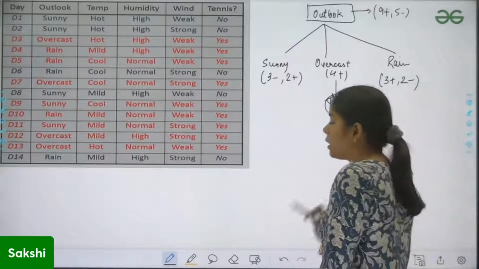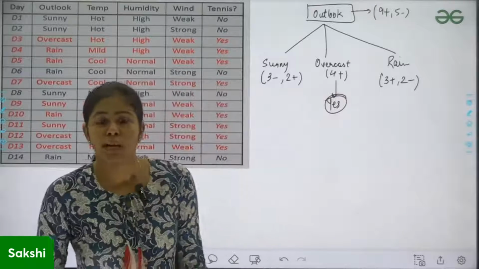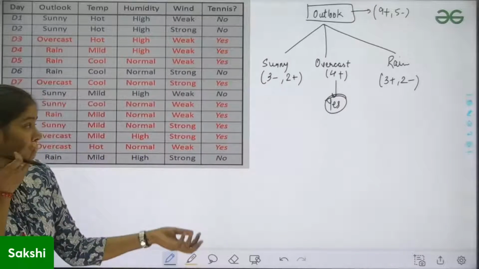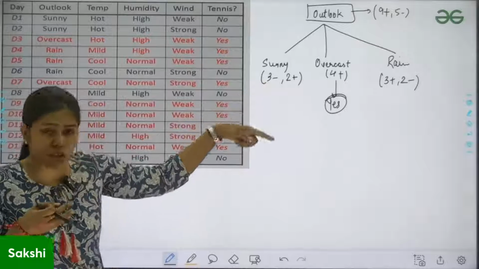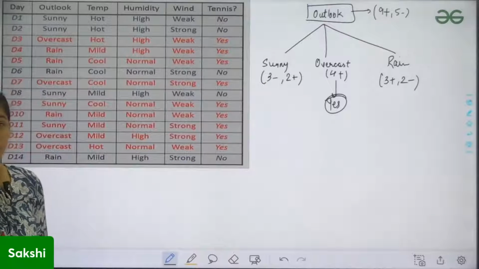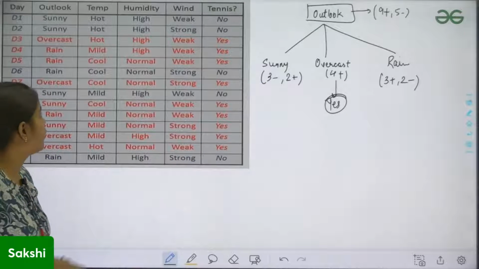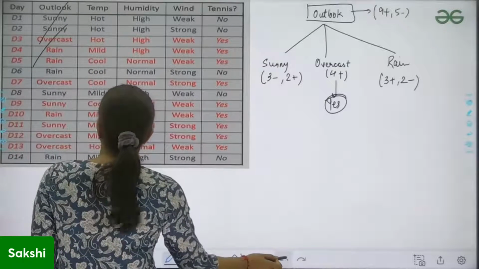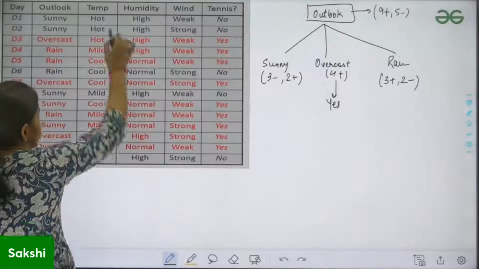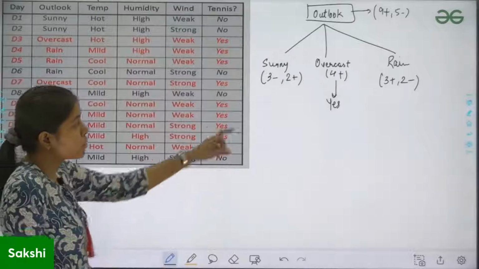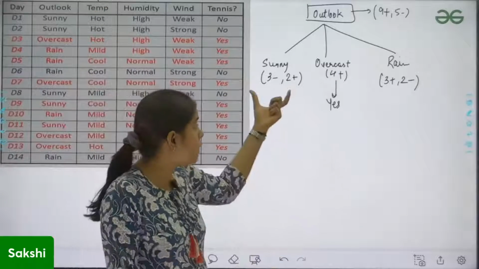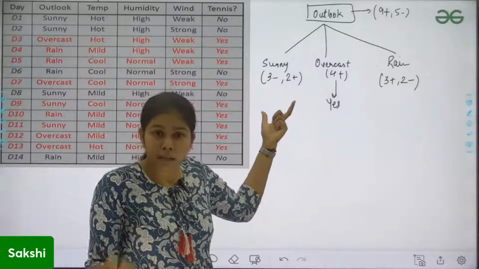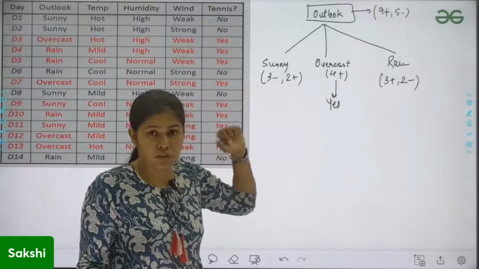But for the sunny day and the rainy day the entropy is so high, so we have to find out which feature to divide on further. So now we are left, let's remove this Outlook feature because we do not need it anymore. So what will we use? Temperature, humidity or wind. So now the next thing is I have to find out the information gain for this sunny branch, right?